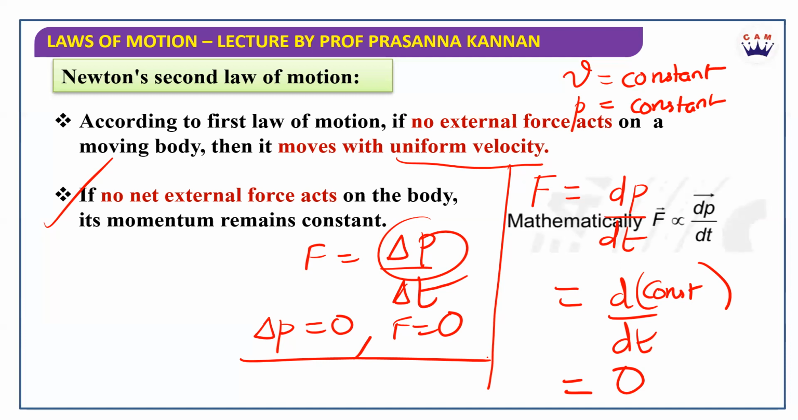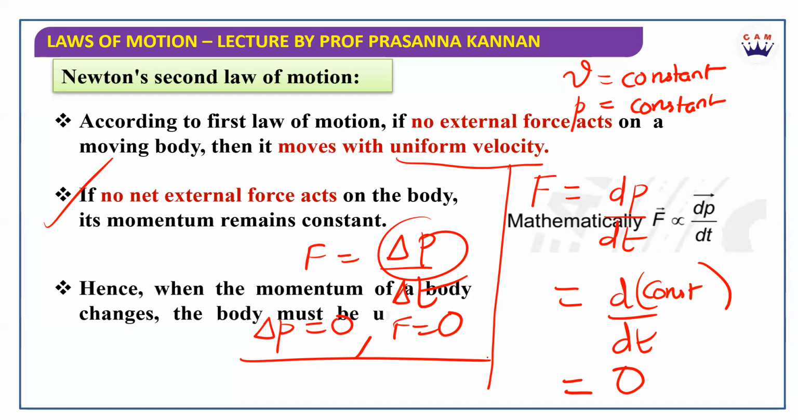Okay, so mathematically, what is F? F is directly proportional to what? dP by dt. Hence, when the momentum of a body changes, the body must be under the action of an external force, which means if there is no external force, no change in momentum, momentum will be constant. If momentum is changing, that definitely means what is there? External force is there. Why is momentum changing? Because velocity is changing. Why is velocity changing? Because there is acceleration. Why is acceleration there? Because there is a force.